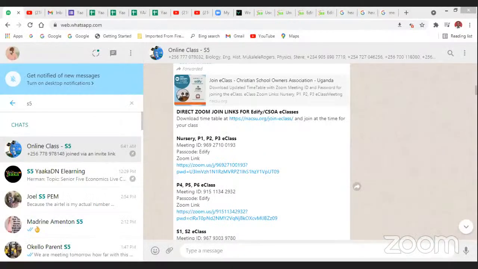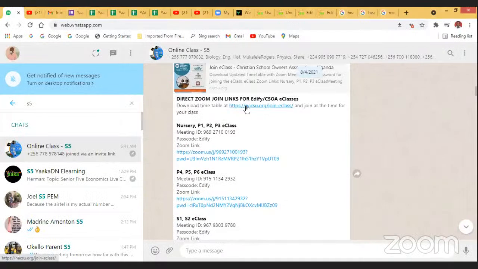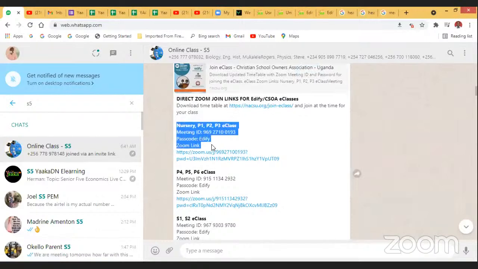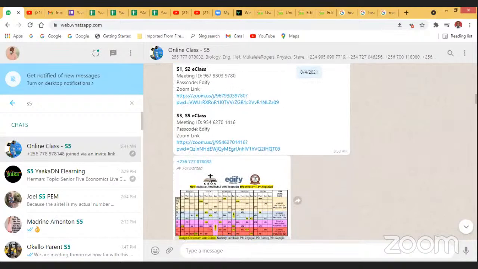Yes, so when you tap on that link, it will open. Then you can join all the WhatsApp groups you want. You can get all the Google Classroom codes. It will look like this. You see that link? So when you look at this, that is the link I sent. You can pick nursery. That is the ID, passcode, then link. P4, P5, P6, they use that one. Ours is that.